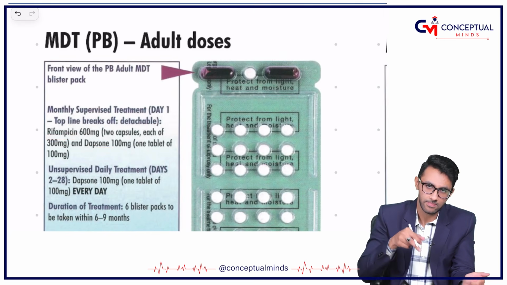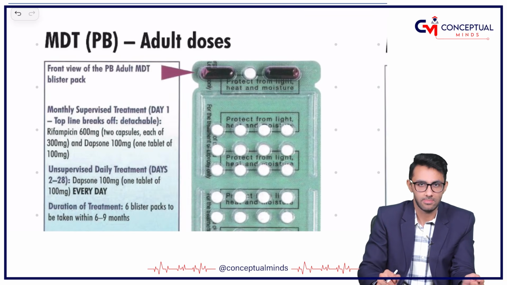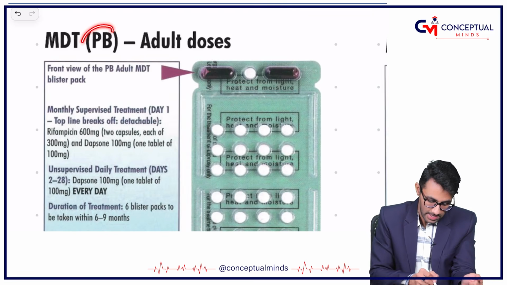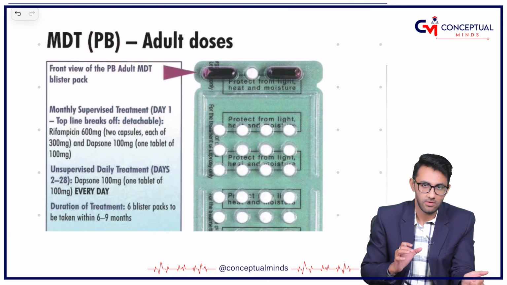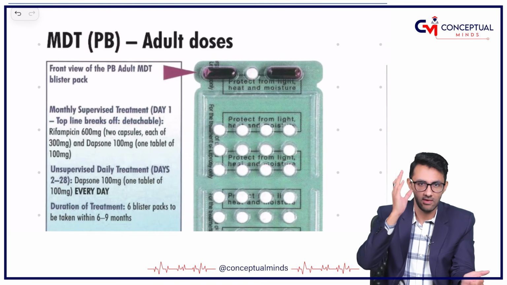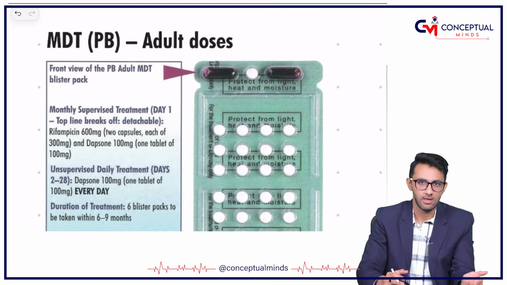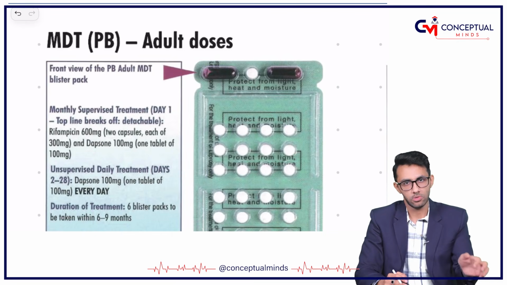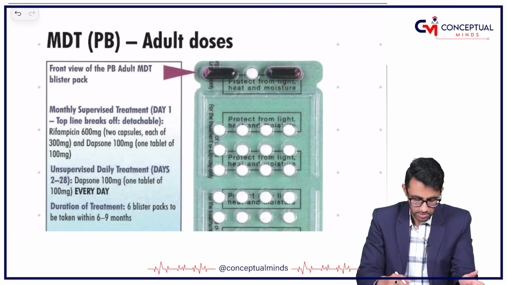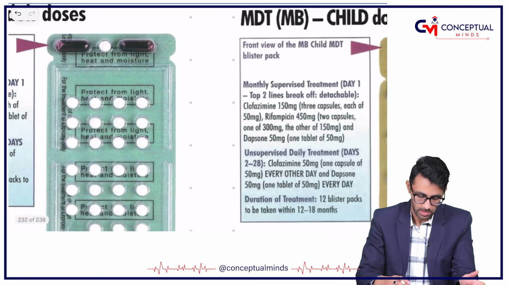This is an old strip. This is not the new one. Did you get it right? Paucibacillary. This is an old strip which we see. So we should know the old ones, the new ones, everything we should know. We have to know everything about everything. When we are reading something through and through, we should know about it. Okay, so this is an old strip. How about this one?